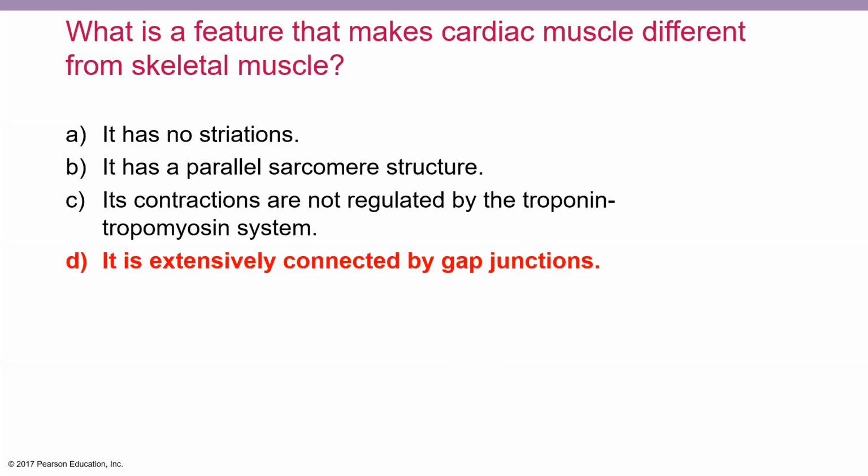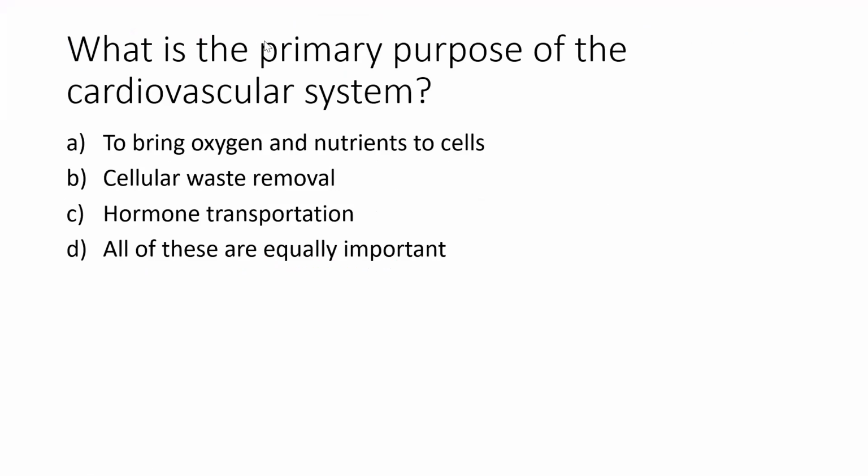Can anyone remember which type of smooth muscle has gap junctions? So we talked about two types of smooth muscle. One of them had more prevalent gap junctions, and the other had little to no gap junctions. Excellent, yeah, so single unit smooth muscle has gap junctions, and that's what allows it to act as one cohesive synchronous unit. Okay, let's look at another question here.